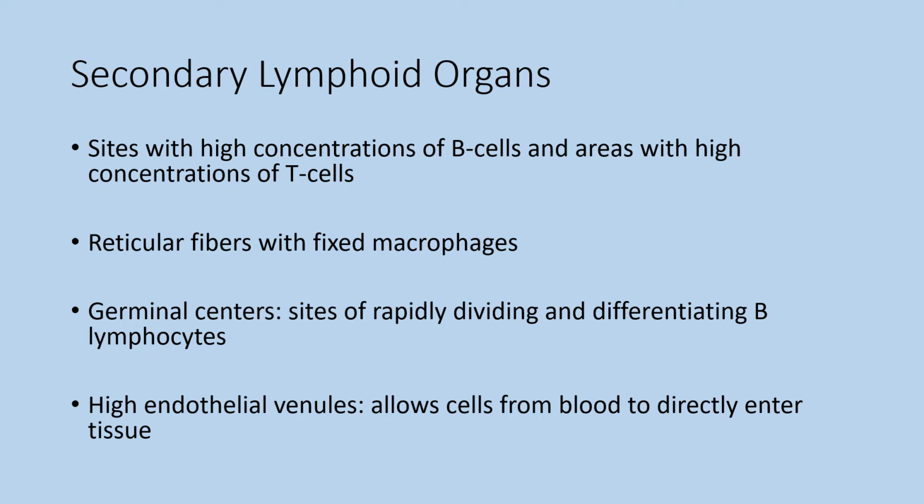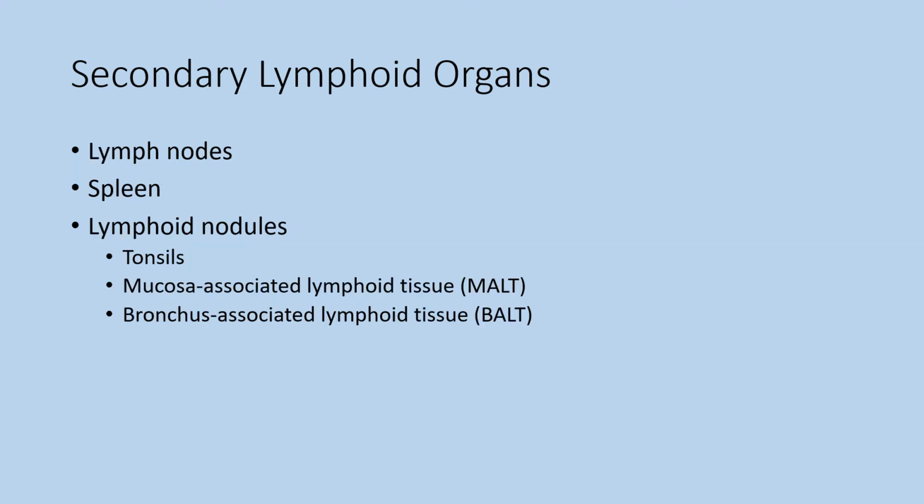Secondary lymphoid organs, this is where you tend to have a high concentration of your B cells and your T cells, which are major players with your immune system. It also has reticular fibers that will have macrophages in there. Remember, macrophages recognize foreign substances and engulf them. You have germinal centers, areas where you have cells that are rapidly dividing and differentiating into B lymphocytes. And then also you have what are known as high endothelial venules. These are where cells from the blood can directly enter into the tissue. Venules, remember, those are the blood vessels just after the capillaries. So as the blood flows from the capillary, it will go into the venules. They're not quite as big as the veins.